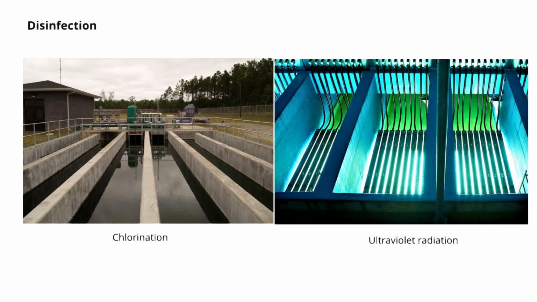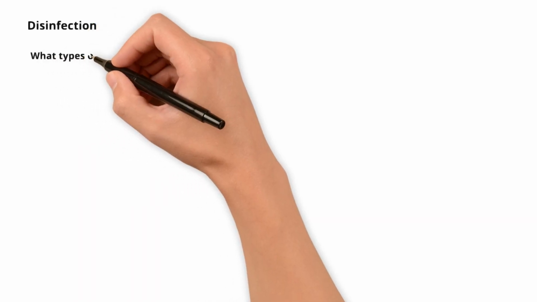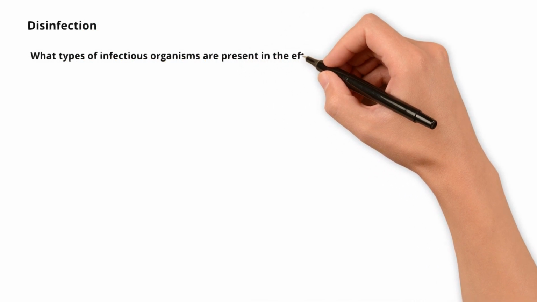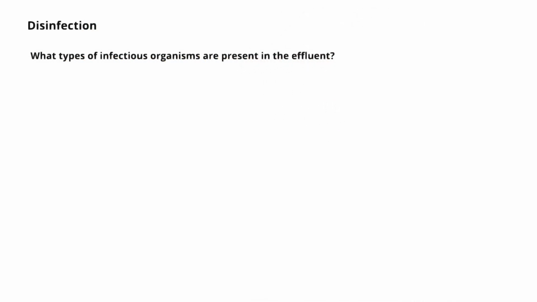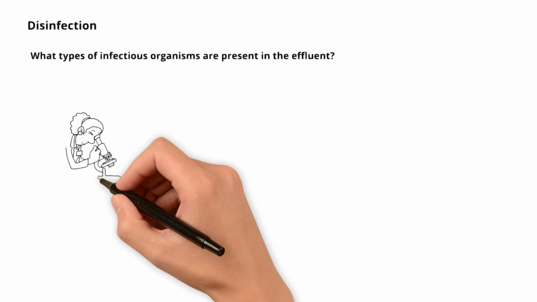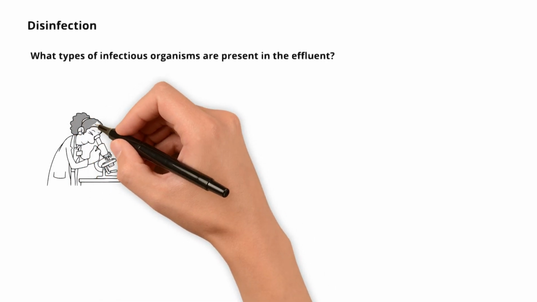To ensure the efficiency of the selected disinfection method, several factors need to be considered. What types of infectious organisms are present in the effluent? Effluent varies in its concentrations and types of pathogens. Therefore, it should be analyzed to determine which harmful microorganisms are present.